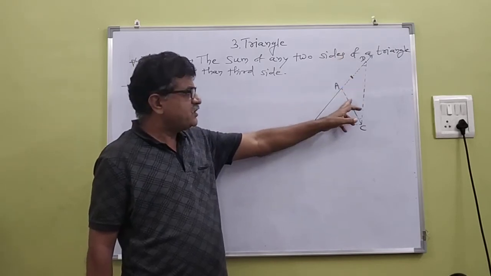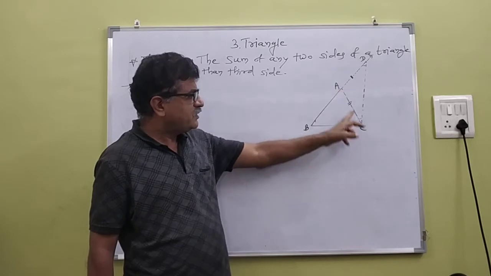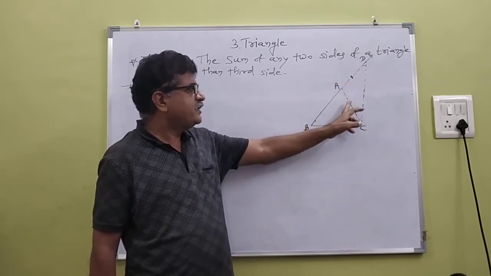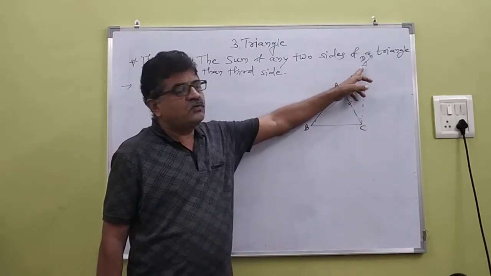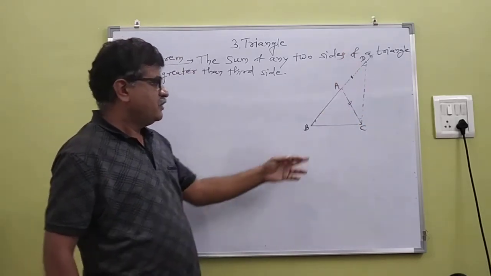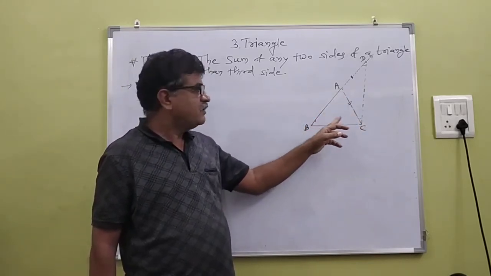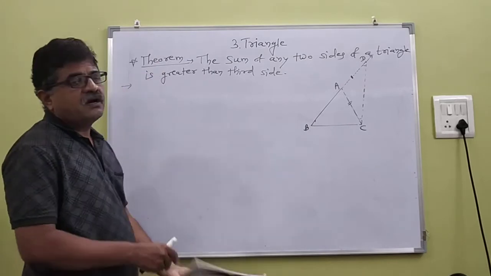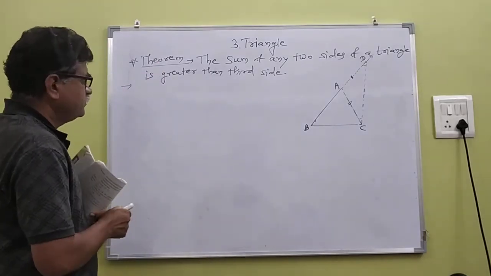Now proof, in triangle ACD these two sides are congruent, therefore these two angles are congruent. Now by adding this ACB, we will see how we solve this problem next.